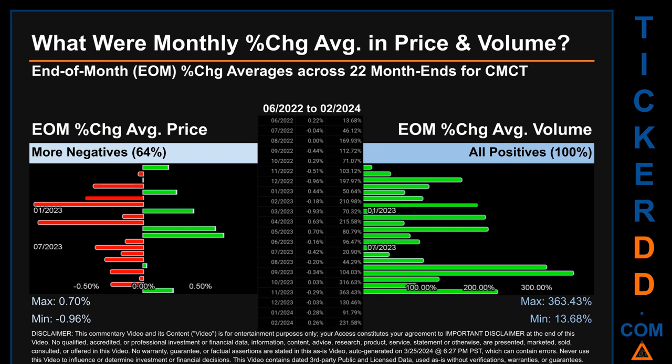Price saw an end-of-month max of 0.70% in average percentage change along with a minimum of -0.96%. For volume, the maximum and the minimum monthly percentage change were respectively 363.43% and 13.68%.